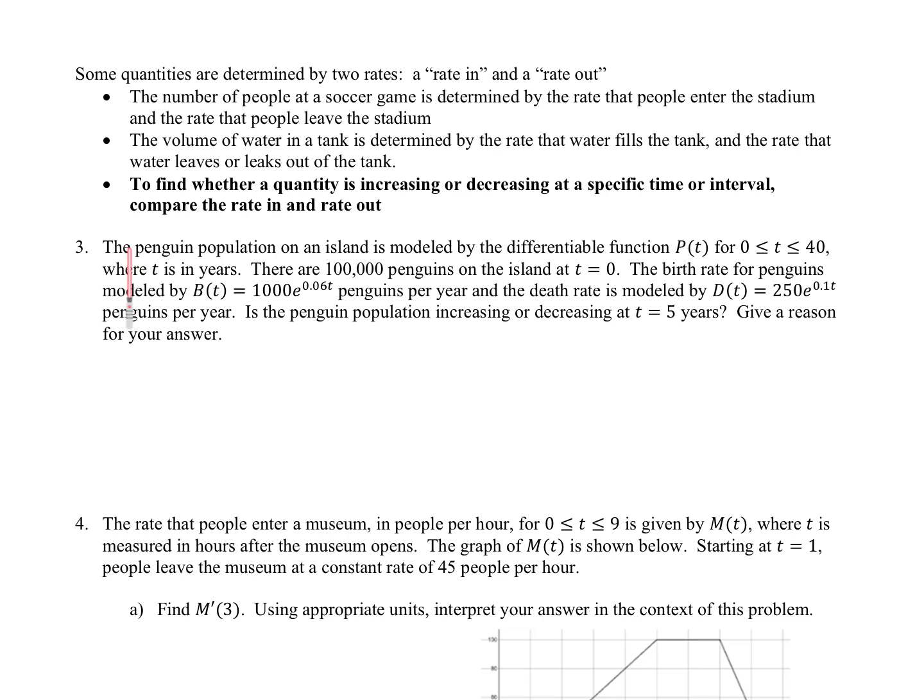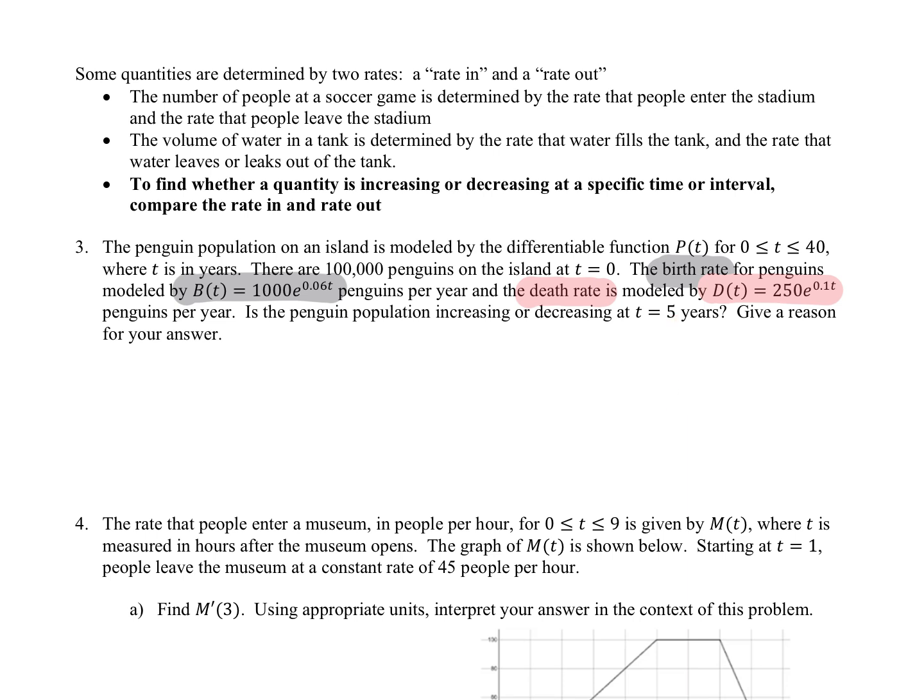So it says a penguin population on an island is modeled by this differentiable function P of T, which they didn't give. There are 100,000 penguins on the island to begin with. Then the birth rate, I'm going to say the birth rate is B of T, that's a rate. And then the death rate, D of T, is given there. Is the penguin population increasing or decreasing at t equals 5? Okay, so what would we do?